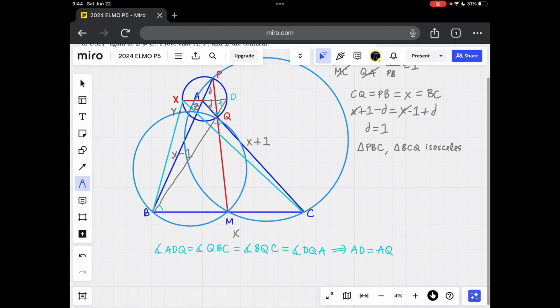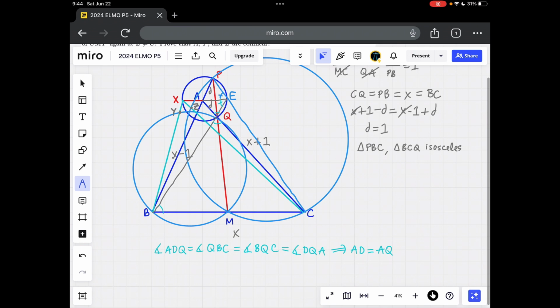Now let's define a new point E to be the intersection of PC and AX, which may or may not be equal to D. But let's just call it E for now. And we would like to prove that D equals E.